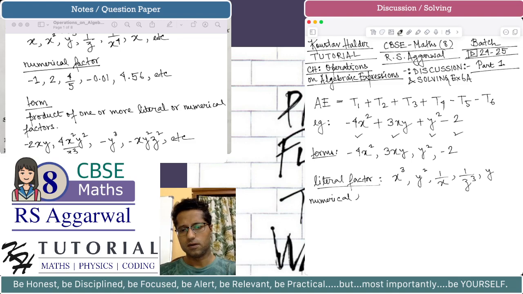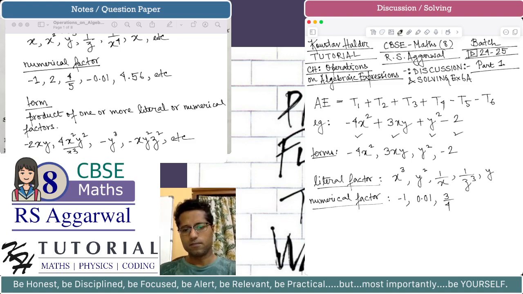Now, what is a numerical factor? Numerical factors are all constant terms like -1, or let's say 0.01. They could be an integer, a rational number, a fraction, or a decimal. They are constants, in general rational numbers. So these are some numerical factors.